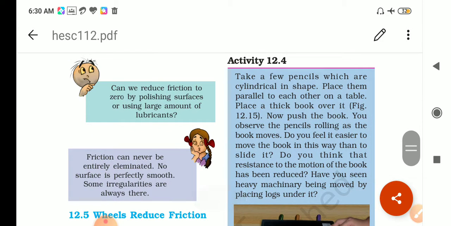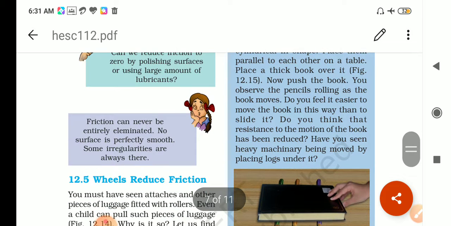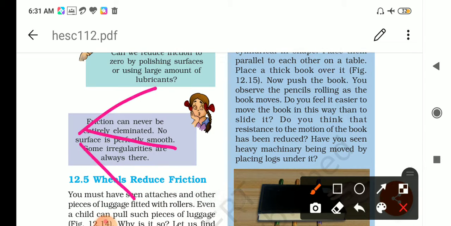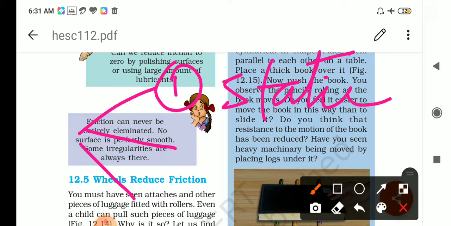Now once again revise it. How many types of friction are there? Friction is of three types. The first is called static friction. Static friction is the friction when the object is in the stationary form, when it has stopped somewhere, and at that time when we are trying to move it, that friction which is acting is called static friction.